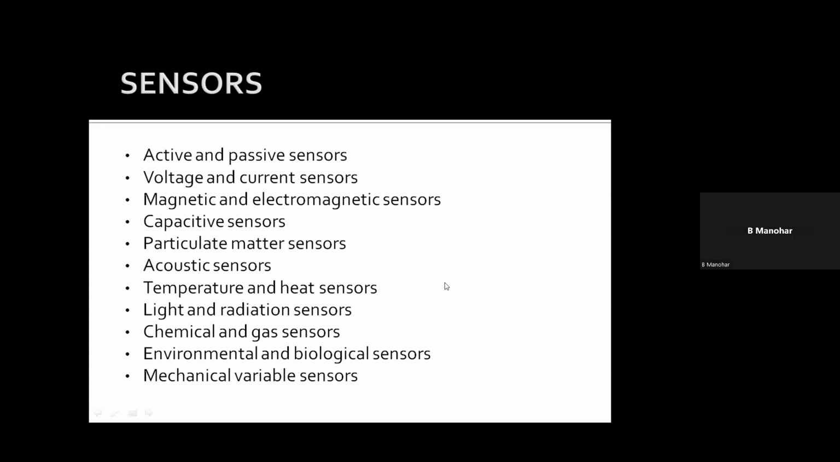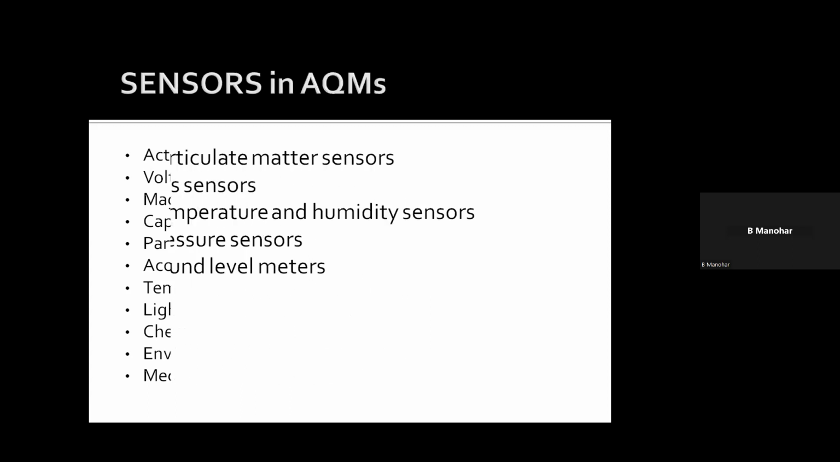And we can design a sensor which can detect any physical parameter based on the design specifications and the components that we have. Not all sensors are used in air quality monitors. There are some specialized sensors which are useful in air quality monitoring, which include particulate matter sensors, gas sensors, temperature and humidity sensors, pressure sensors, and sound level meters.